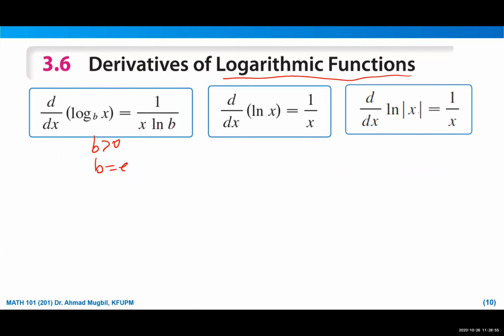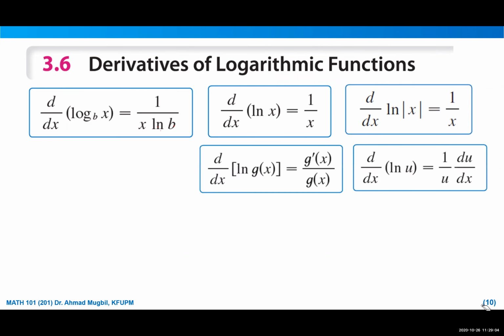By the way, not only that, the derivative of the absolute value of x is 1 over x also. And there is a proof about that in your book. And also generalize it by using the chain rule. By using the chain rule, the derivative of the ln of any function will be the derivative of that function over g. So if you have ln g, it is g prime over g for any function g. This is in the Leibniz notation.